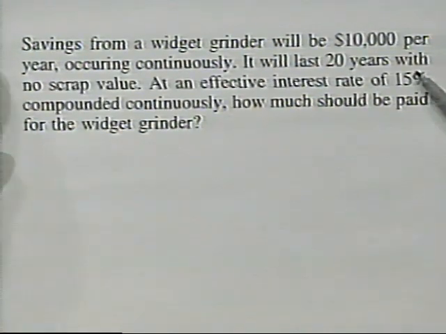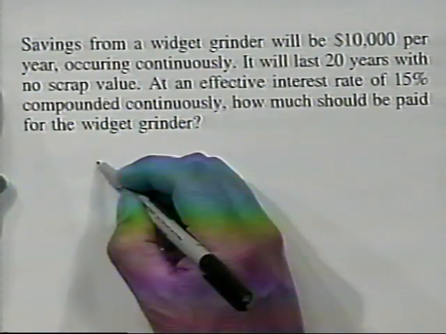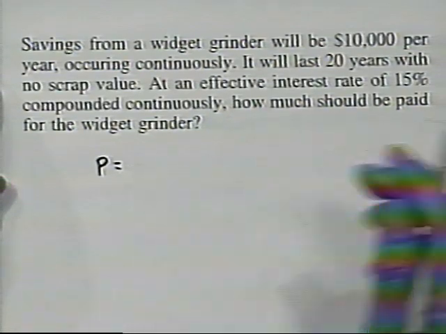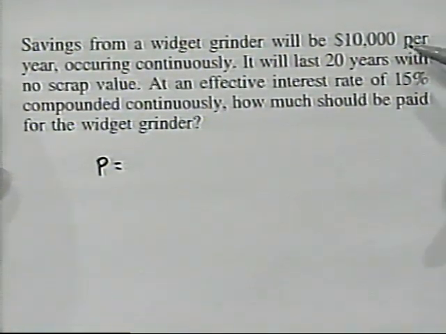So, give me some more information here. It'll last 20 years with no scrap value. An effective interest rate of 15% compounded continuously will be paid. How much should be paid for the widget grinder? We're looking for a present worth. We're given savings over 20 years that occur per year, but they occur per year differently than they do with periodic payments.